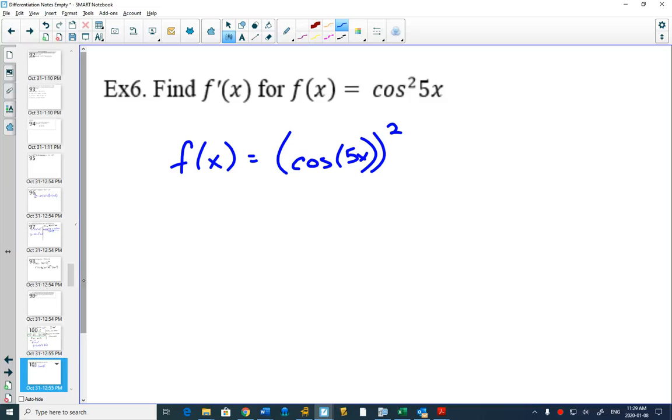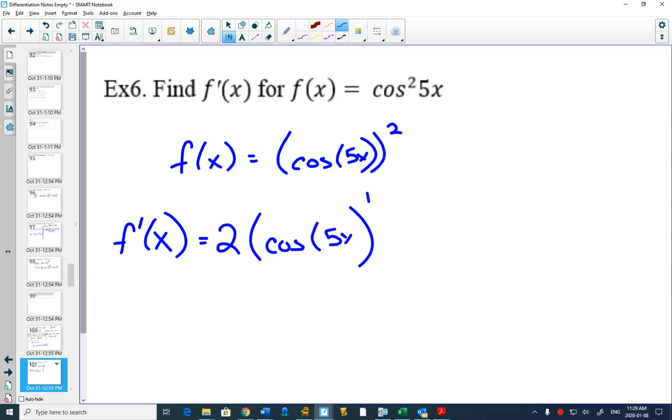What does the chain rule say? Do the derivative of the outside function. 2 comes out in front. Keep the inside the same. That's step 1. And then we multiply by the derivative of the inside function. Now, when we get to the derivative of the inside function, it's another chain rule. So we have to start our words again, right?